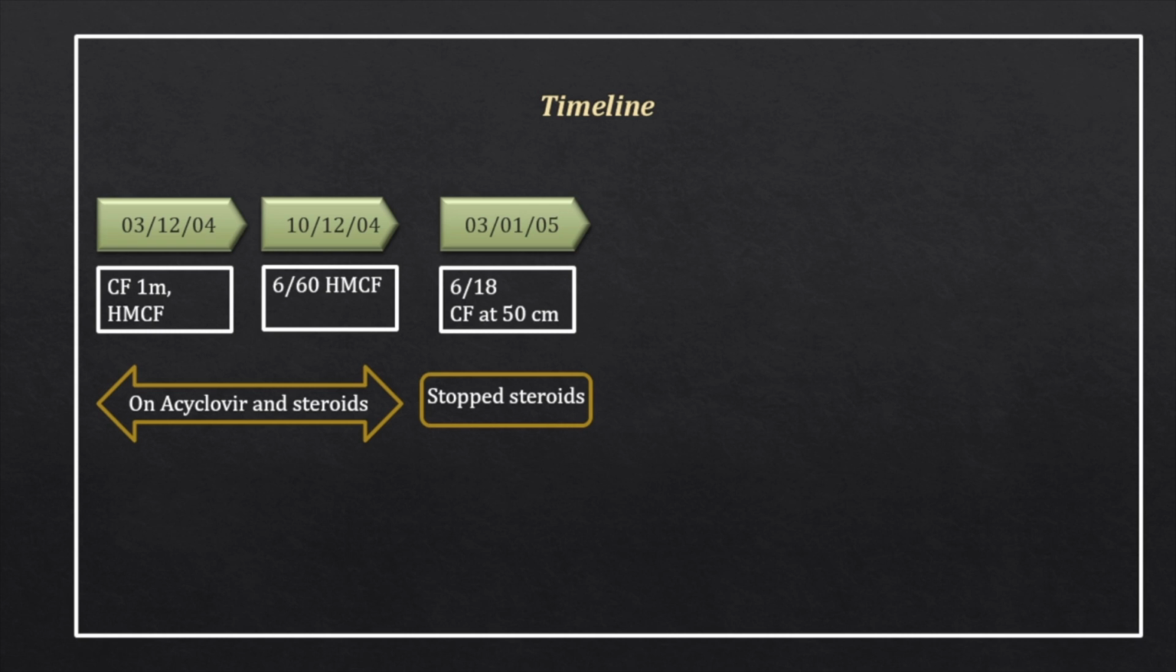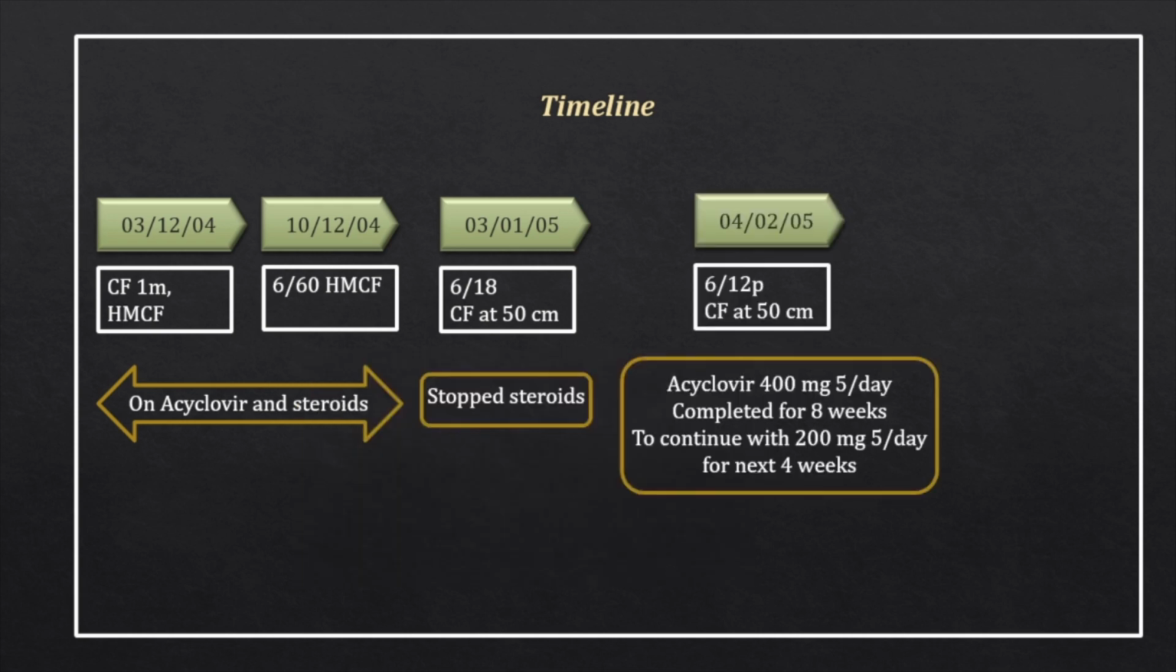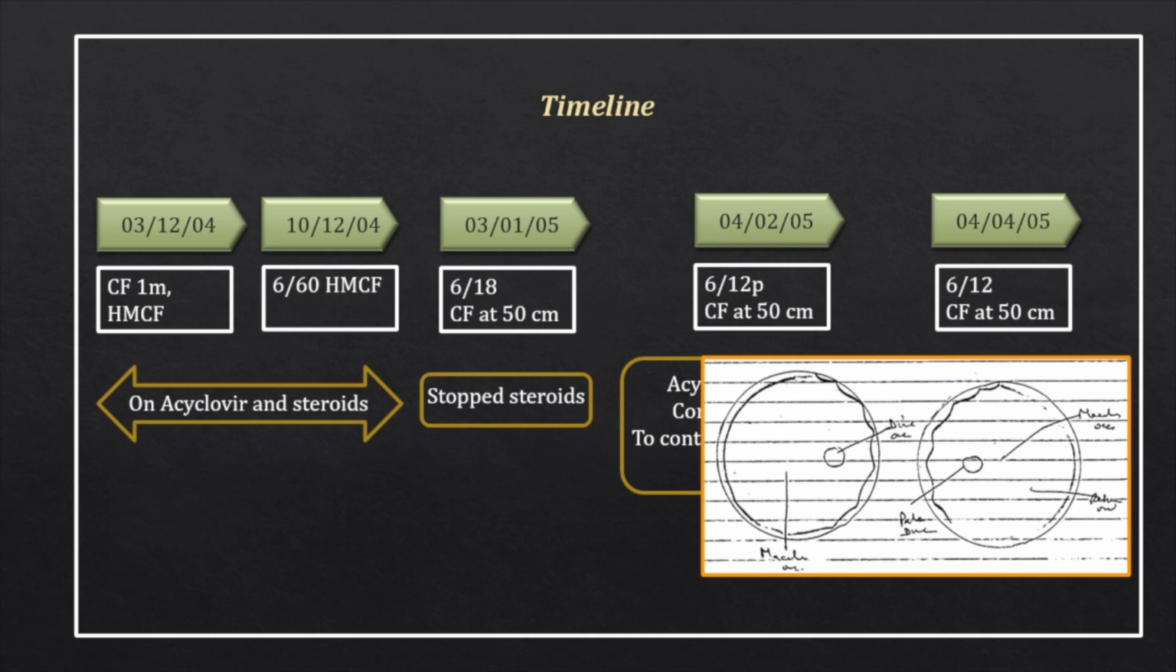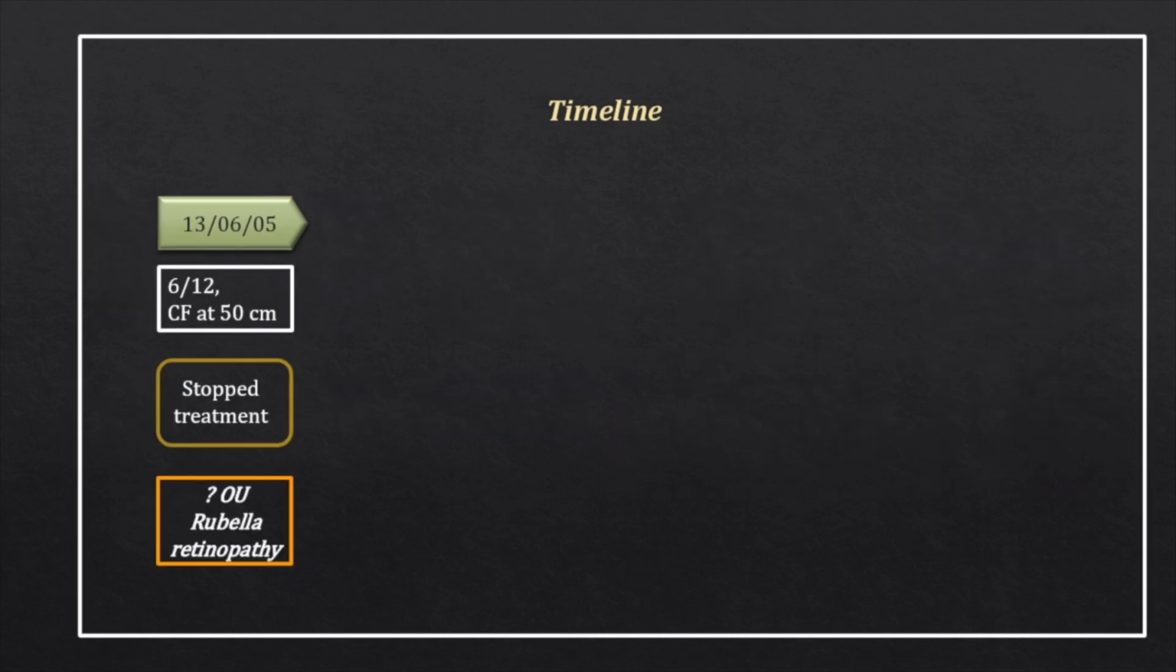After 1 month, oral steroids were stopped. However, the acyclovir was continued. After 2 months, the acyclovir was tapered from 400 mg to 200 mg, which continued for the next 3 months. We can also see that there is consecutive improvement in the right eye, but the left eye remained the same. In 2005, after 6 months of presentation, all the treatment was stopped.